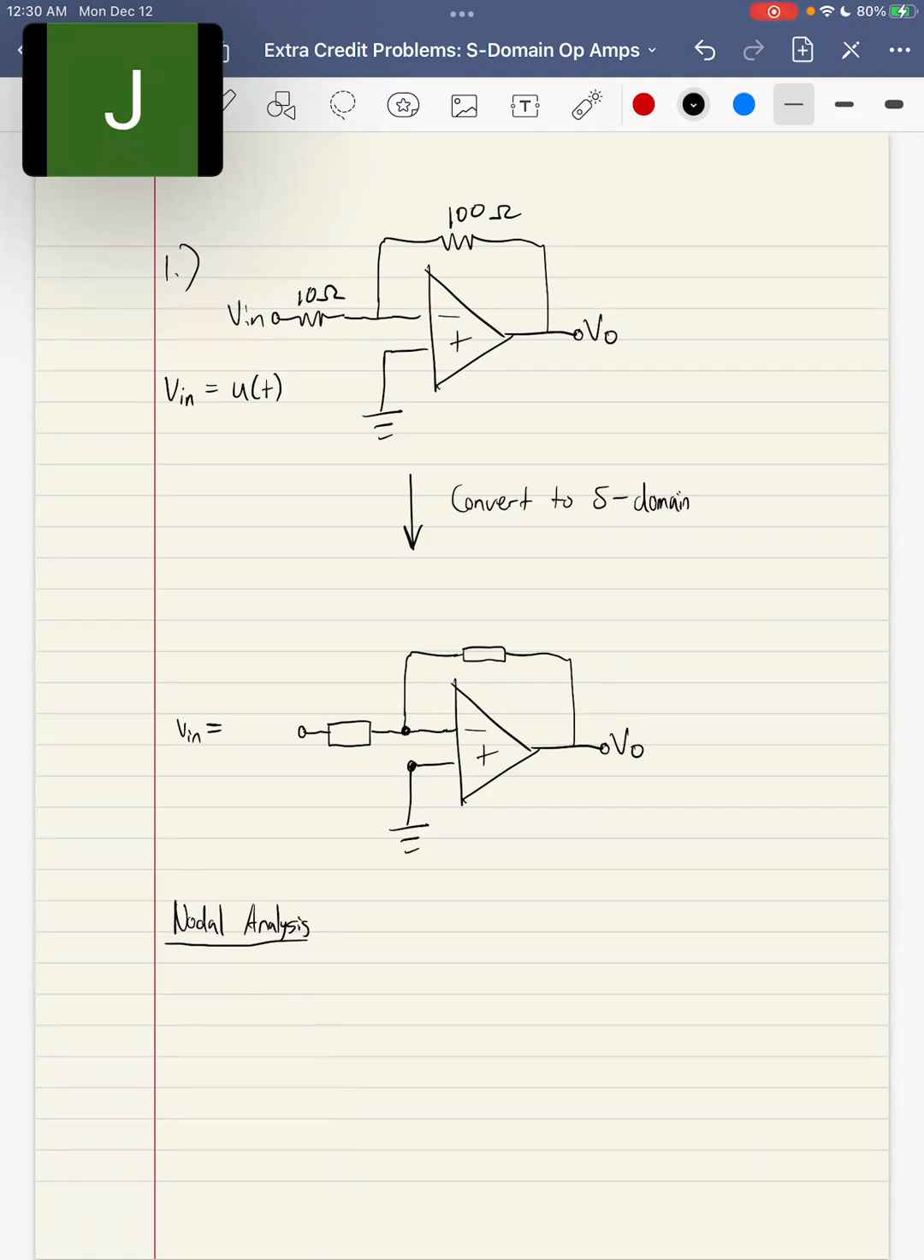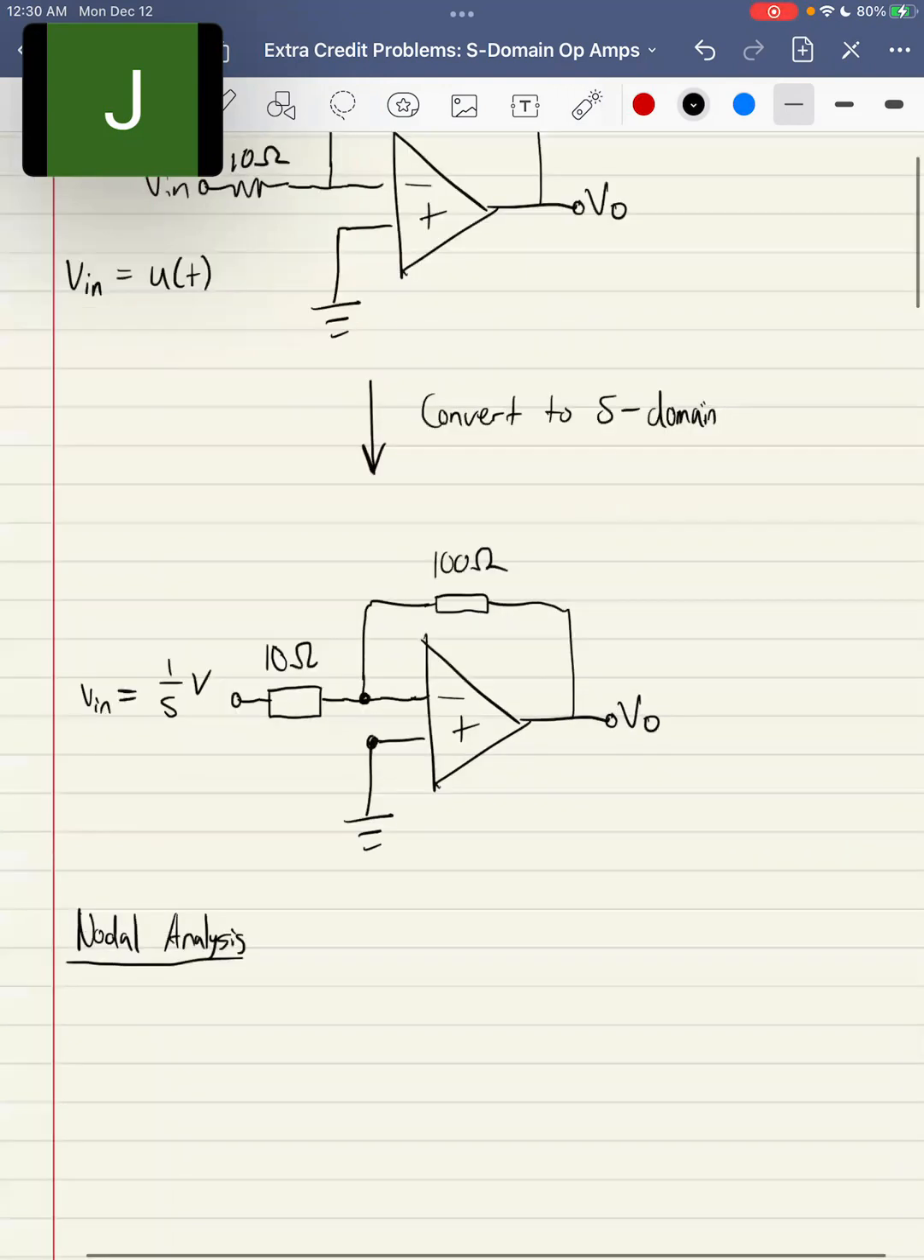Wallace has prepared two example problems for us, so let's jump into it. In this first problem, we have an input voltage of u(t), which translates in the S domain to a voltage of 1 over S. The two resistors directly translate to a 10 ohm impedance and a 100 ohm impedance.